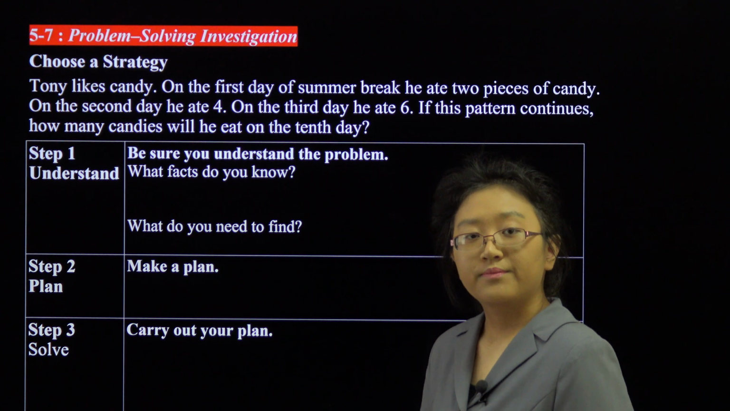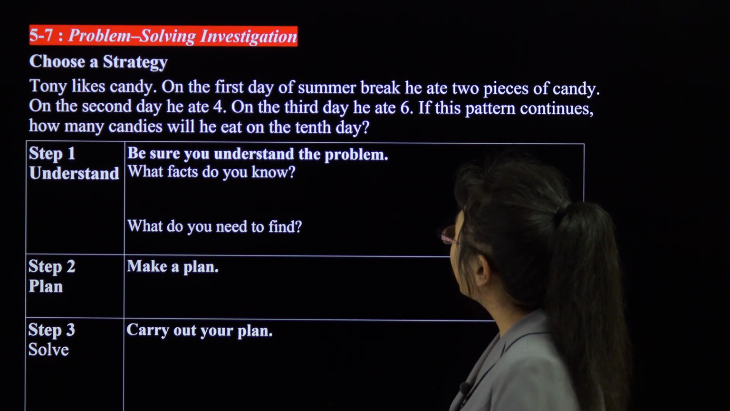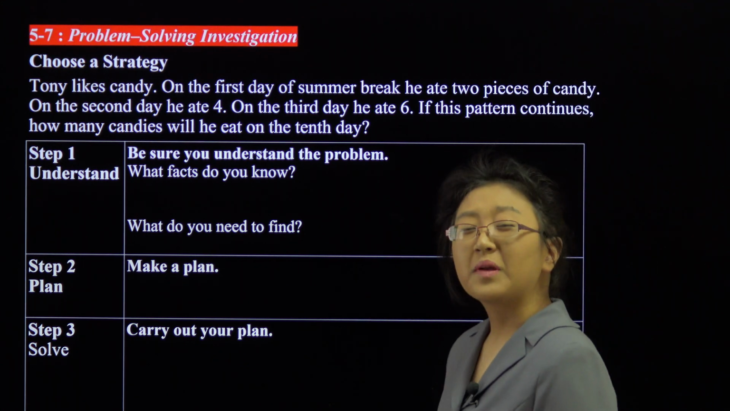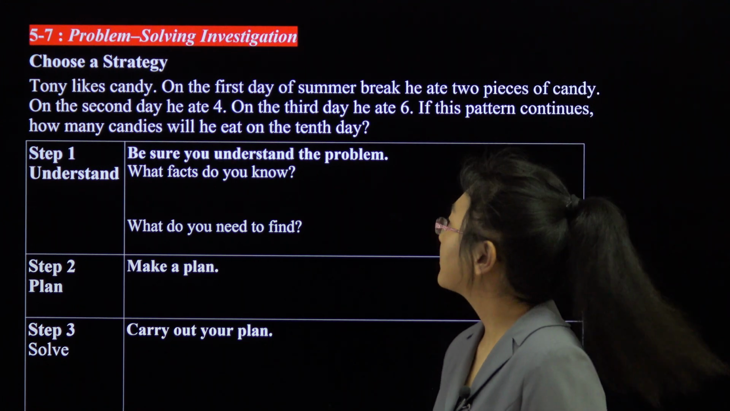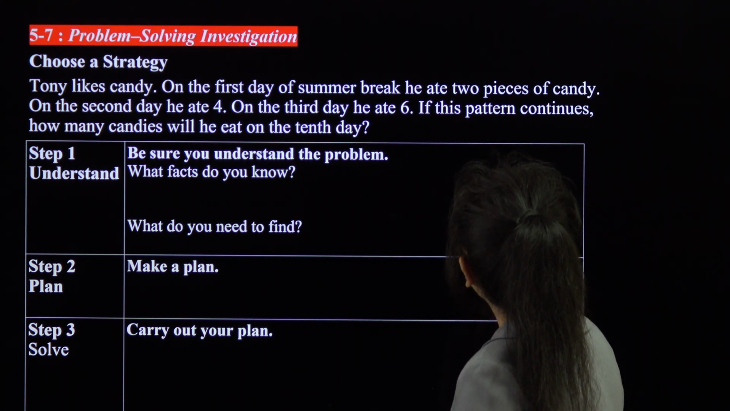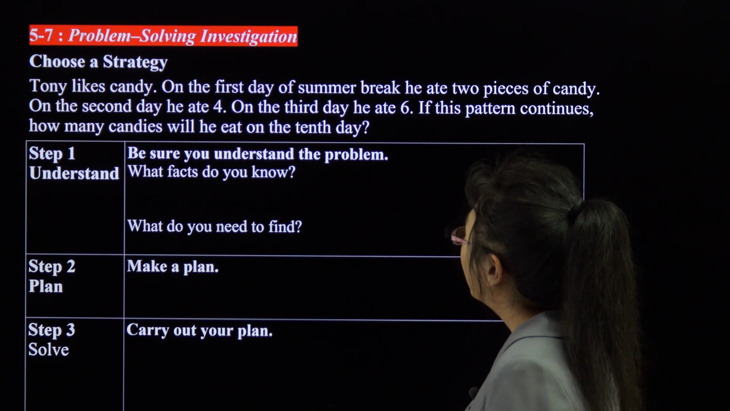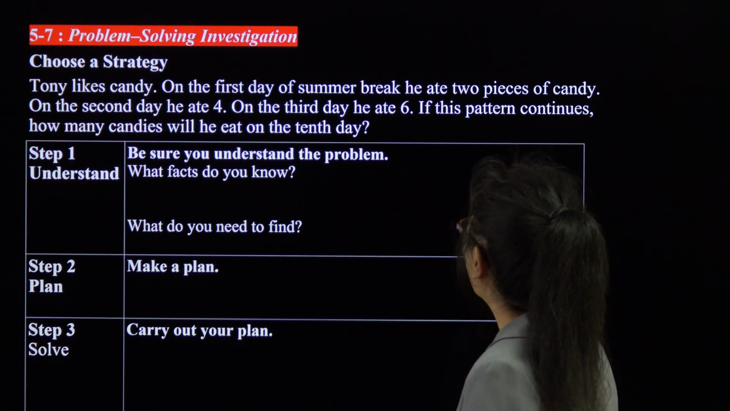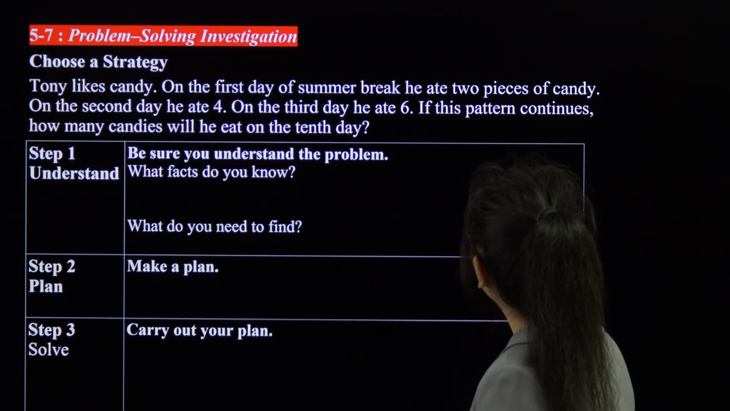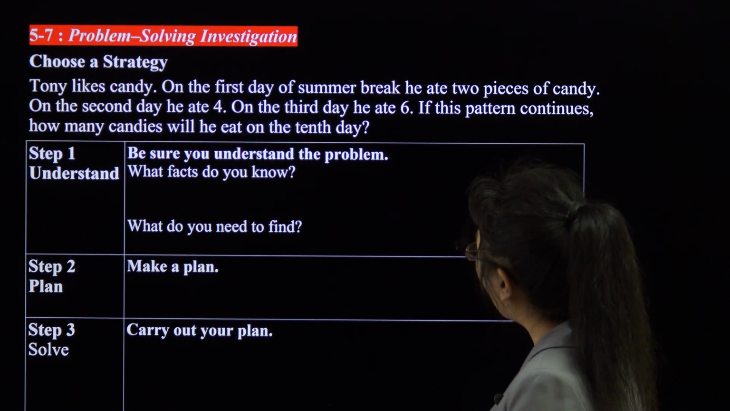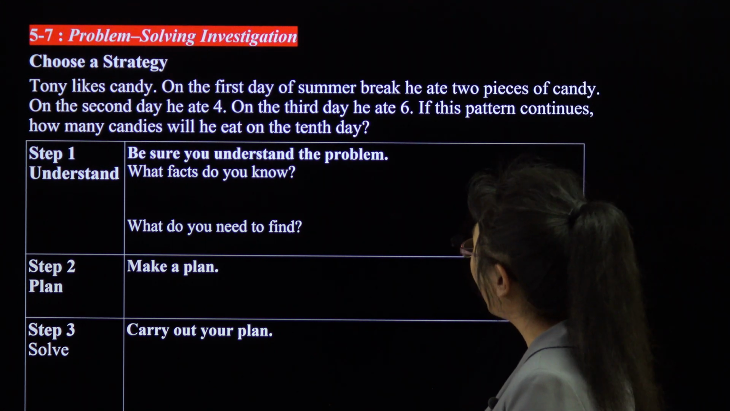Choose a strategy. Tony likes candy. I mean, most people do like candy. On the first day of summer break, he ate 2 pieces of candy. On the second day, he ate 4. On the third day, he ate 6. If this pattern continues, how many candies will he eat on the 10th day?